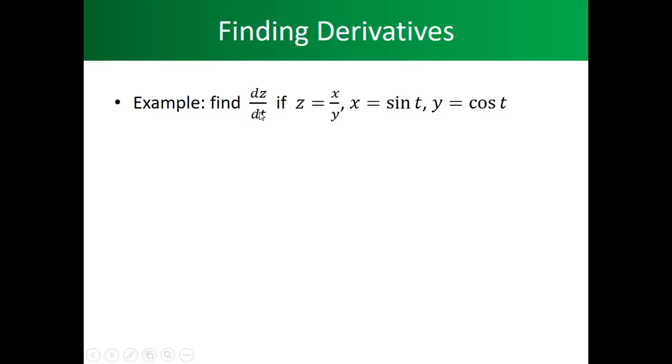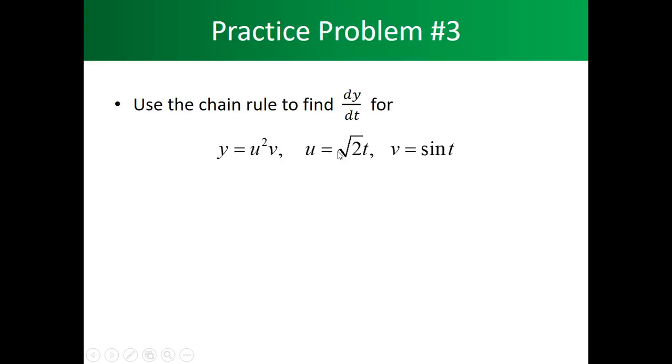Okay, so we have an example here where you find dz over dt if z is equal to x over y, and x is equal to the sine of t and y is equal to the cosine of t. And we'd like for you to practice another problem, problem number 3, using the chain rule this time to find dy over dt for y equal to u squared v, and then for u equals the square root of 2t, and for v equals the sine of t.